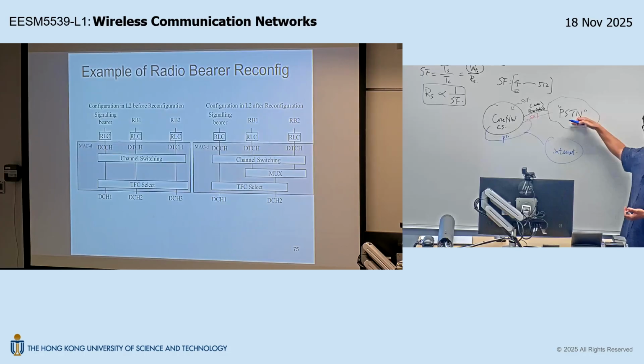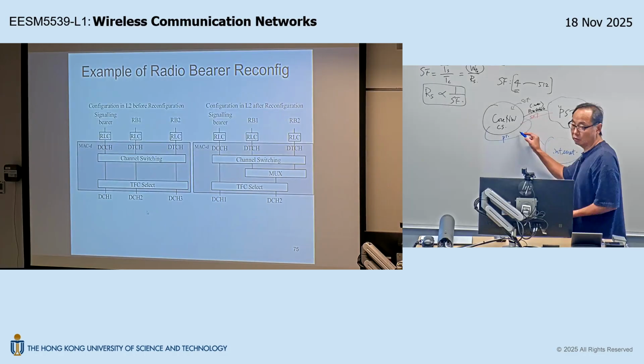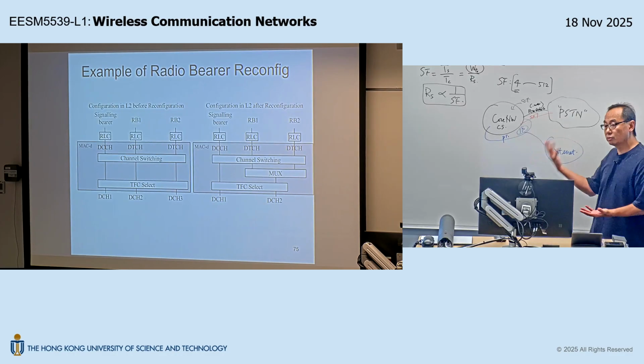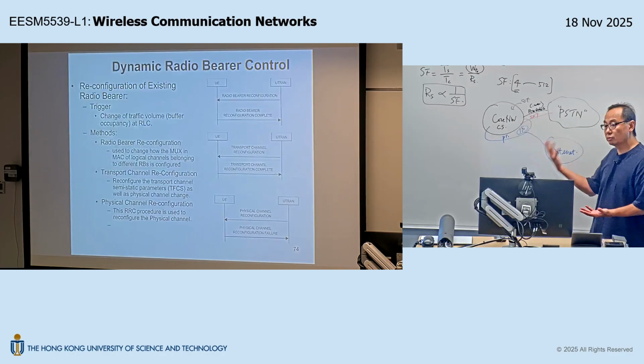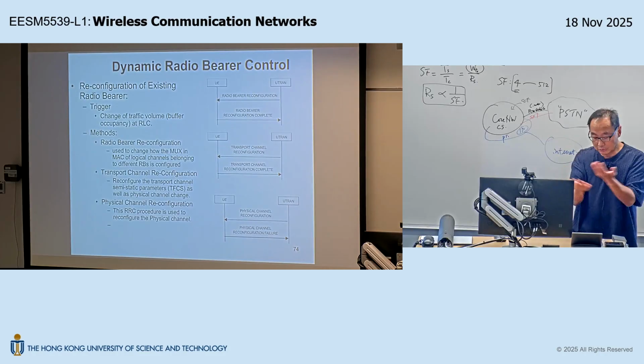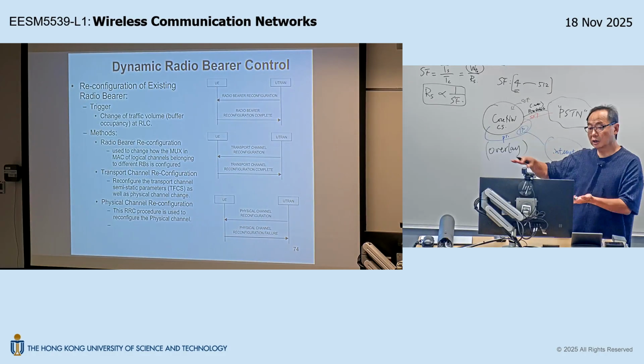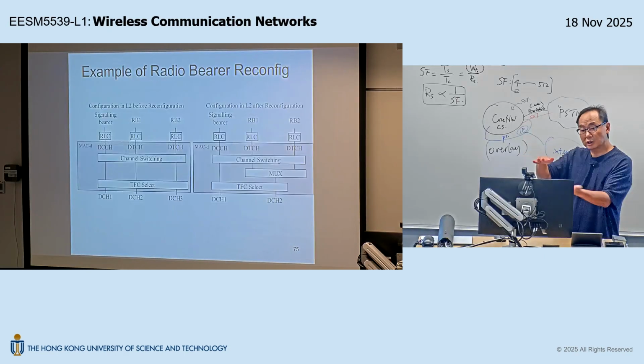Since before and after you still have a dedicated transport channel, the state of the supermarket manager, that is the RRC state, remains as Cell_DCH before and Cell_DCH after. Is that okay? So that's one example of the reconfiguration. In response to the decrease in traffic volume, the RRC manager can use this method, radio bearer reconfiguration. It changes how the radio bearers are multiplexed into the transport channels.